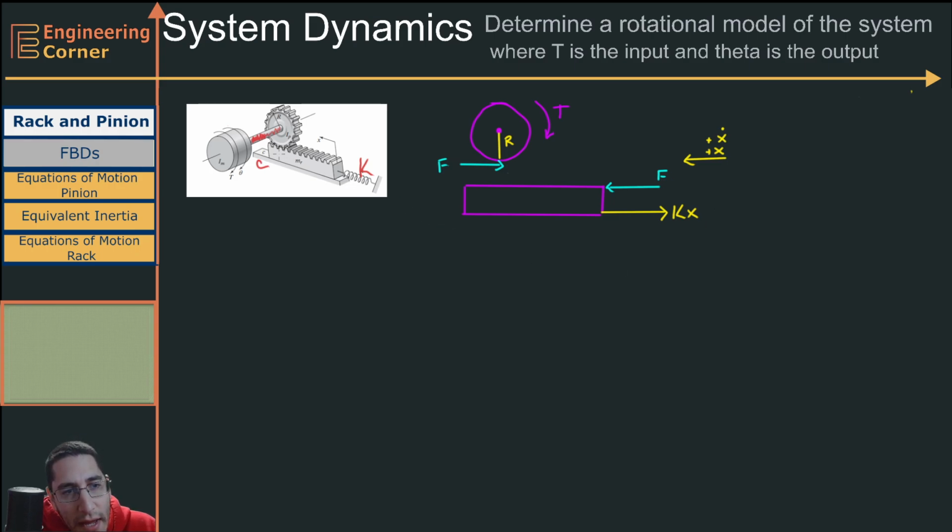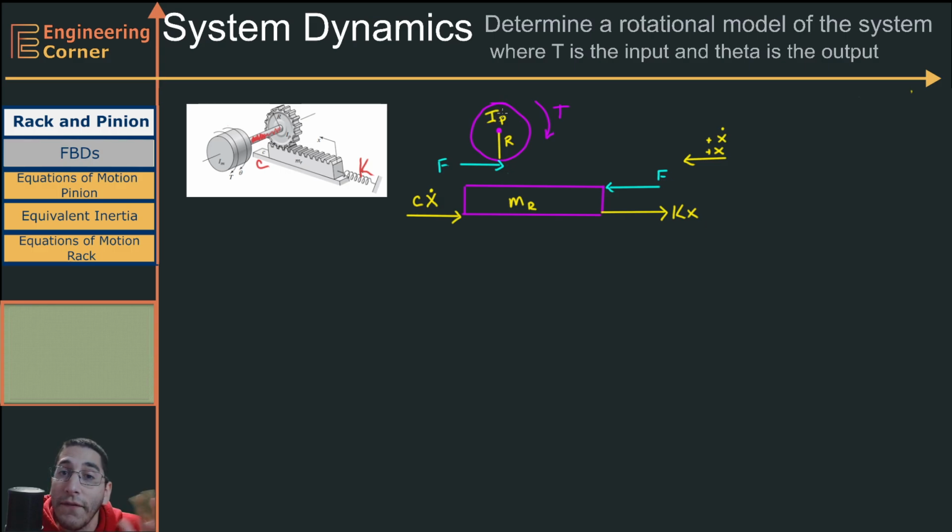K is that spring constant, x is how far the spring has been stretched. Now, my damping force is going to oppose motion, or oppose my velocity. So since I'm moving towards the left, my damping force is going to point to the right. The magnitude of the damping force is going to be c times whatever my velocity is, and I'm representing that by x dot. So here is the mass of my rack. Here is the inertia of my pinion. And I'm drawing this in 2D.